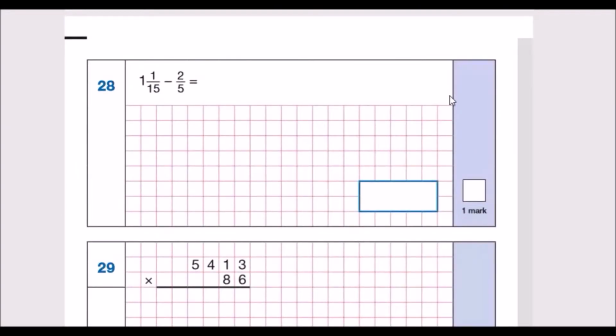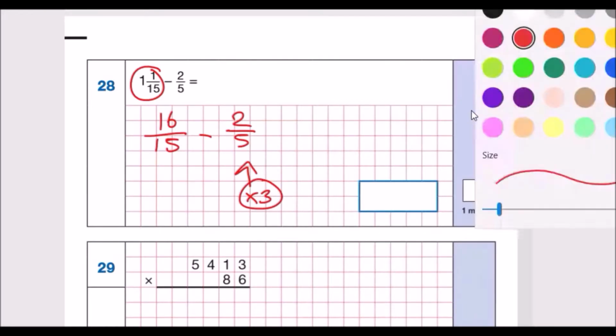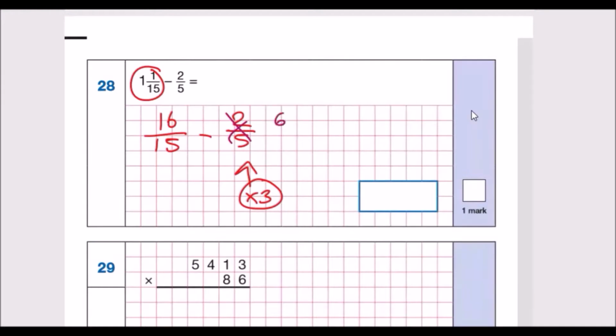Alright, 28. So just like the other one, mixed fraction and regular fraction, we need to tidy this up. So first things first, let's sort this out. So changing this one into an improper fraction, we can just do 1 times 15, which is 15, and add it to the 1, which is now 16 fifteenths. And we're going to do minus 2 fifths. Now, because we know that 15 is also part of the 5 times table, this second fraction can become over 15 if we multiply it by 3, right? So multiplying up and down by 3, this entire fraction becomes 6 over 15.